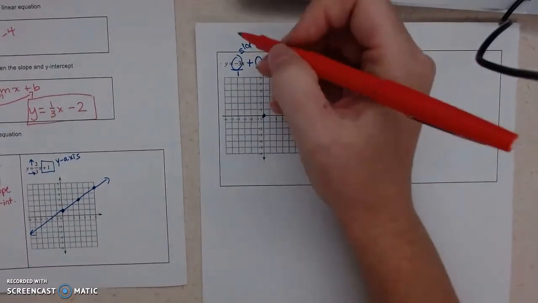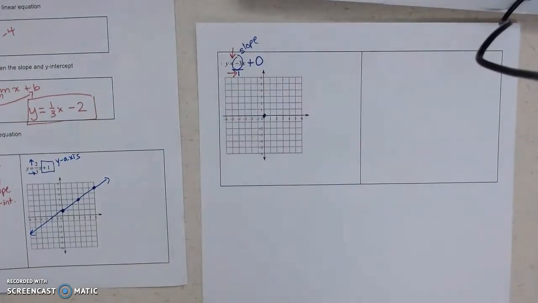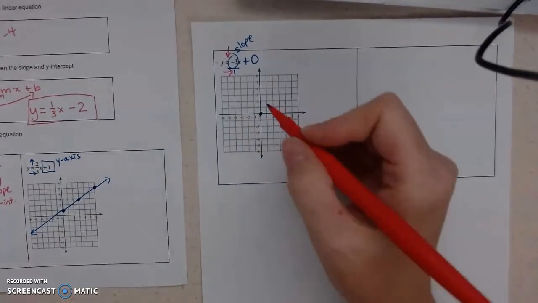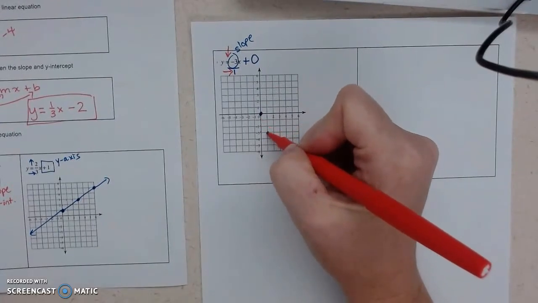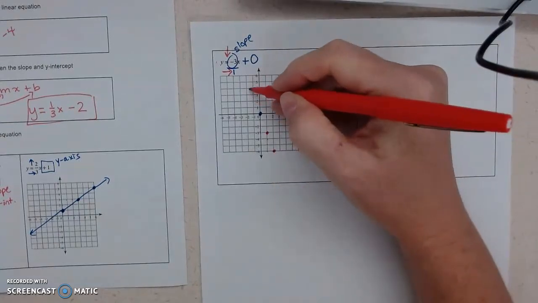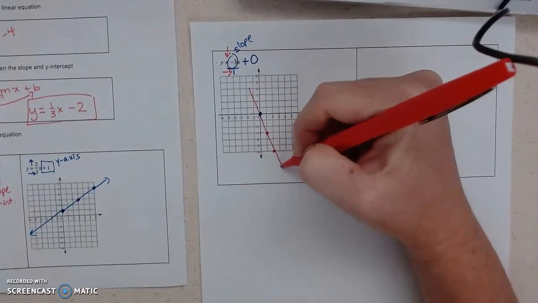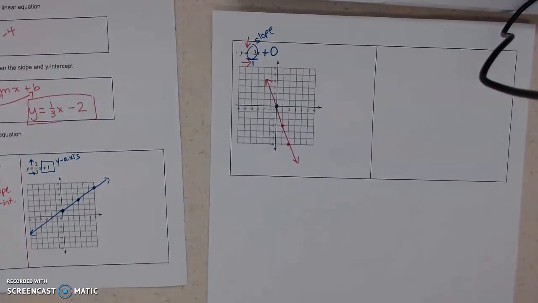So then our slope, since the 3 is negative, we're going to go down 3, and the 1 is positive, so we'll go to the right. So from our intercept, we go 1, 2, 3 to the right, and 1, 2, 3 to the right. And roughly sketch your line. And that's slope-intercept form.